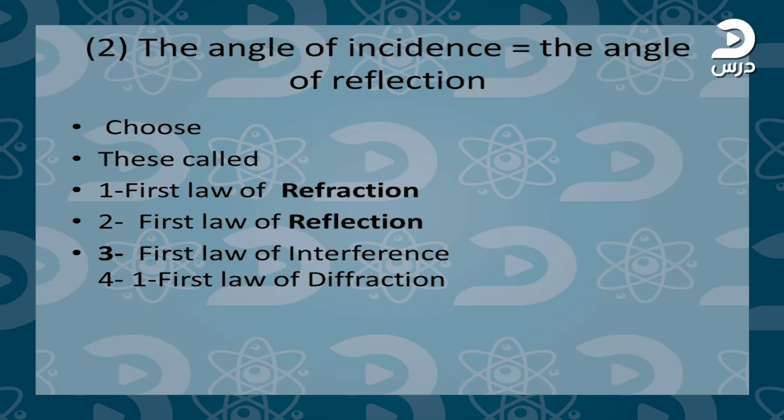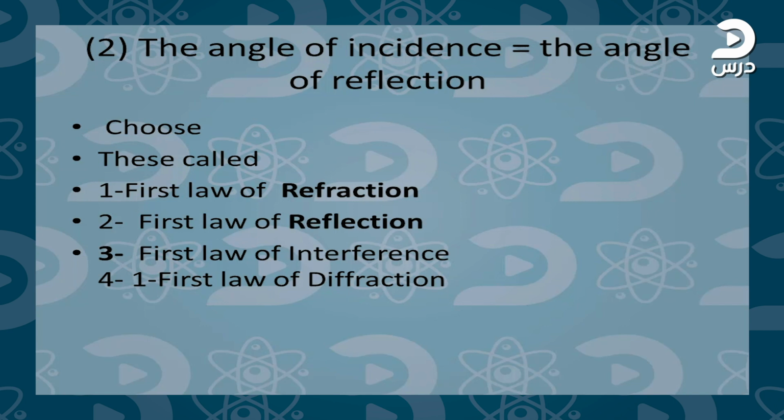Questions number 2. A reflections has 2 laws. The first law, angle of incident equal angle of reflections. أما second law, incident ray or reflected ray or normal lie in one plane perpendicular to reflecting surface.